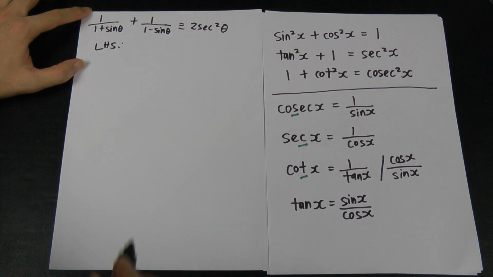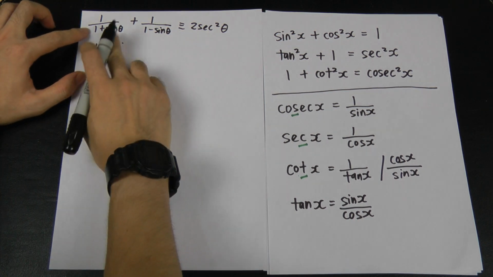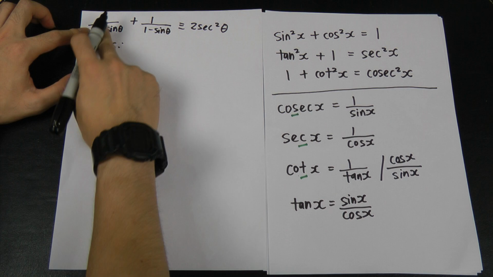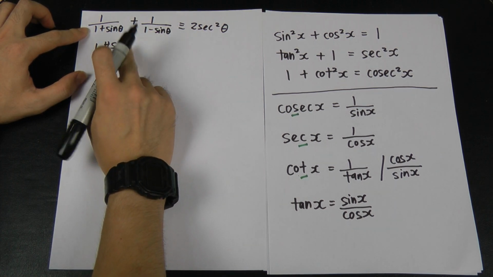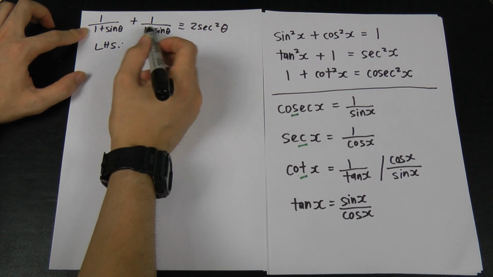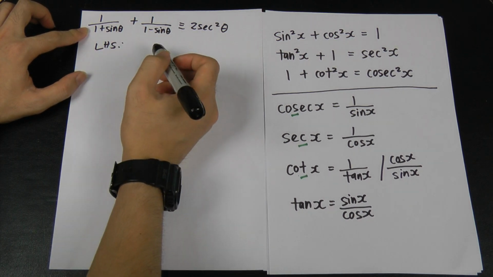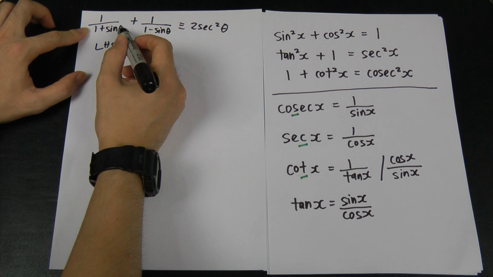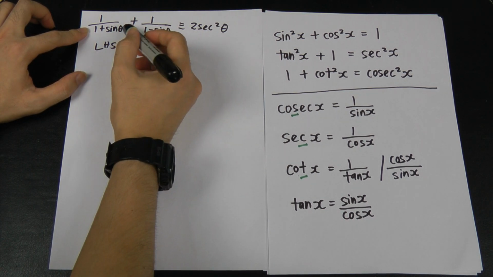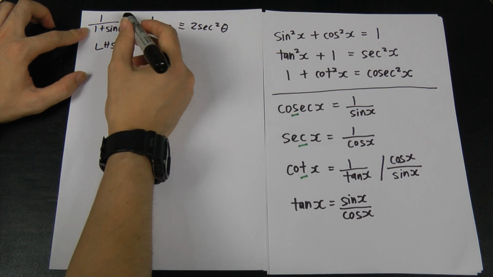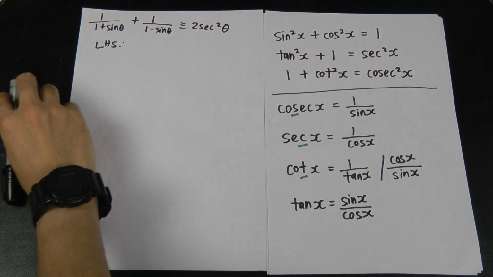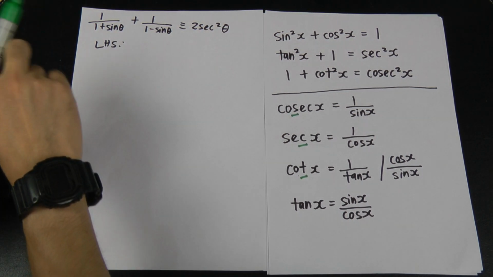Whenever I do this kind of question and I see fractions being added or subtracted, the first thing that comes into my mind is making them have the same denominator. This is 1 plus sine theta, and this is 1 minus sine theta. So from this side, I will multiply by 1 minus sine theta for both the top and bottom. For this side, I will multiply by 1 plus sine theta for both. So you will see something like this.